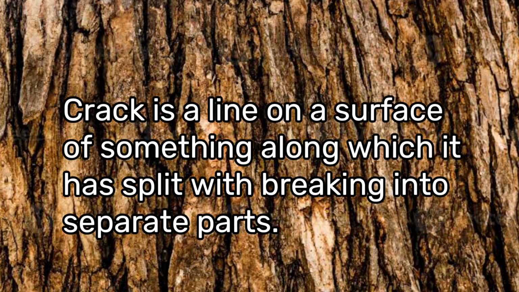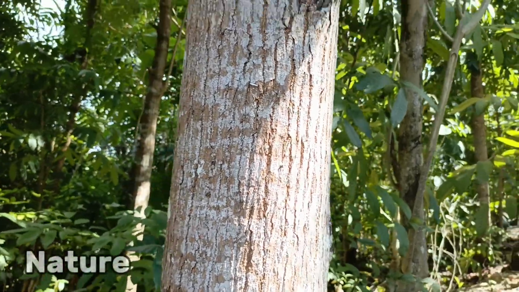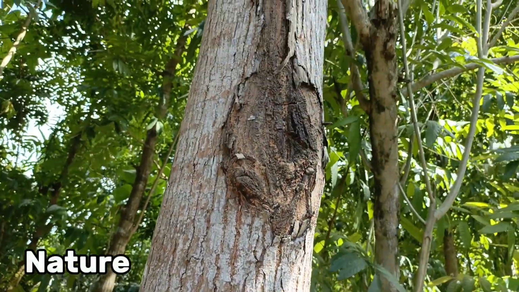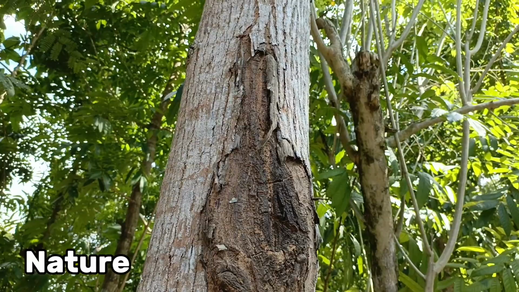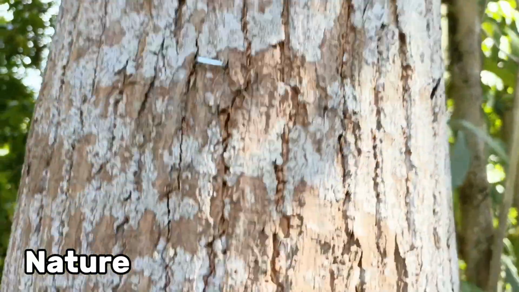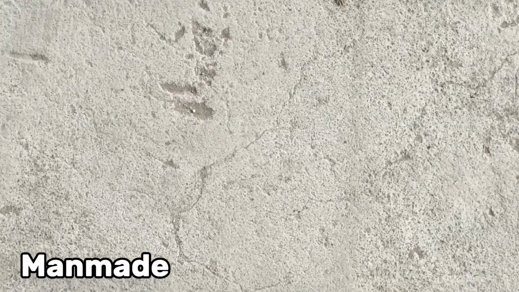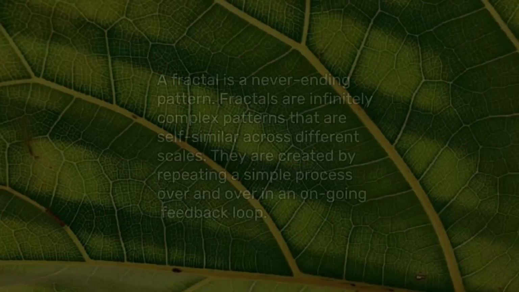A crack is a line on the surface of something along which it has split without breaking into separate parts. In nature, for crack patterns like on tree bark, cracks form due to growth and environmental factors, creating unique patterns. Similarly, on man-made surfaces like floors, cracks develop due to stress and settling, often forming distinctive shapes and lines. These patterns are fascinating examples of how mathematical principles can be observed in the physical world.